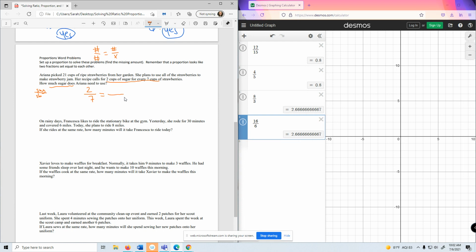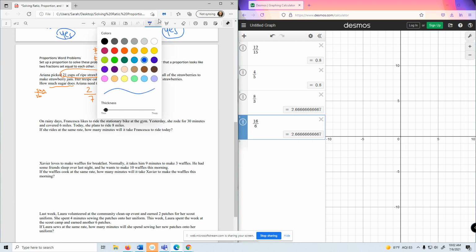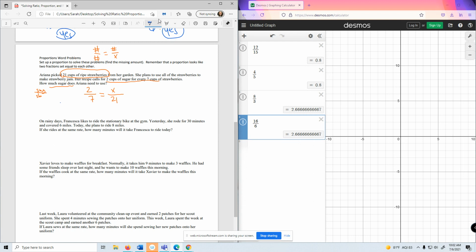How much sugar does Ariana need to use? Looking back at the first sentence, she has 21 cups of strawberries. Strawberries go in the bottom of the fraction, so 21 goes here. Sugar is what we are trying to find. Sugar is the top part of the fraction, so that's going to be an x. Just like we did with previous problems, to solve these, we cross multiply.